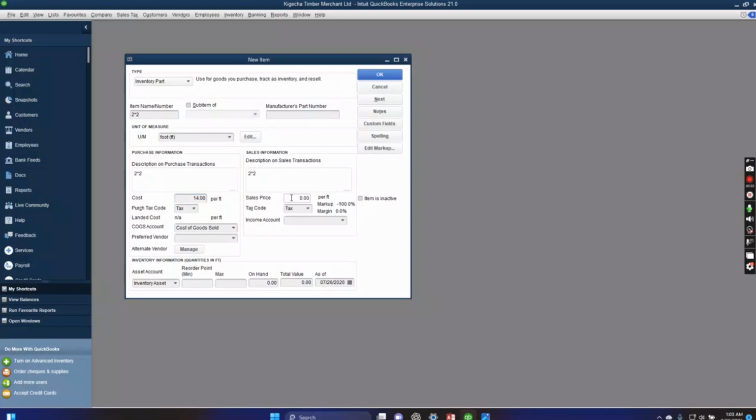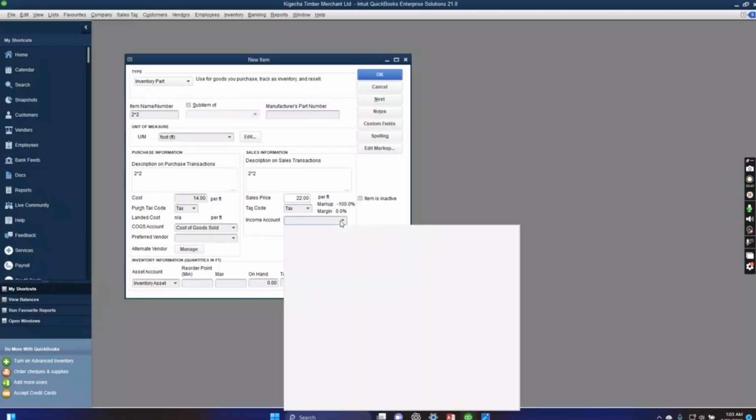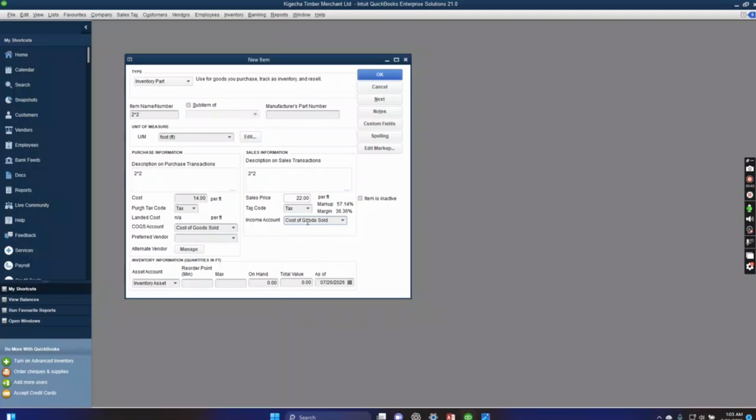The selling price is 22 shillings. Then this is account. The account is cost of goods sold. Then on which date? That date. Then amount. Then amount, we have this one.